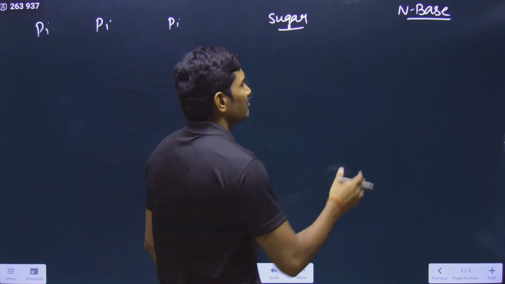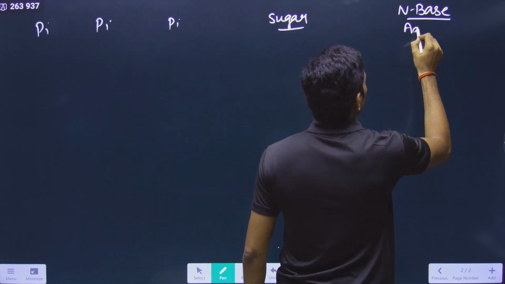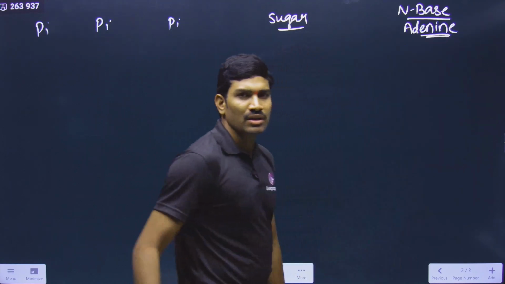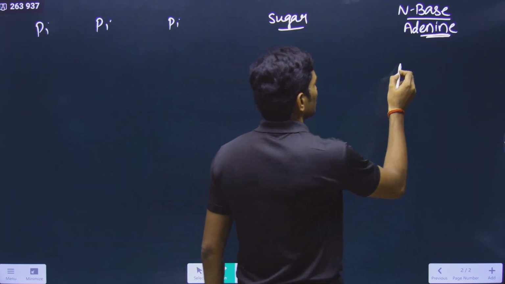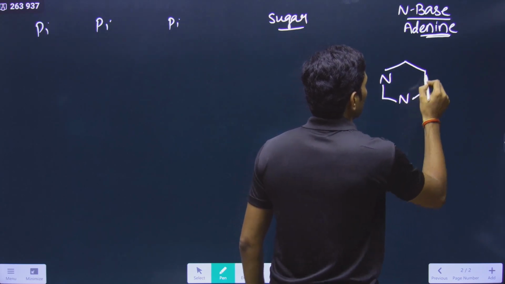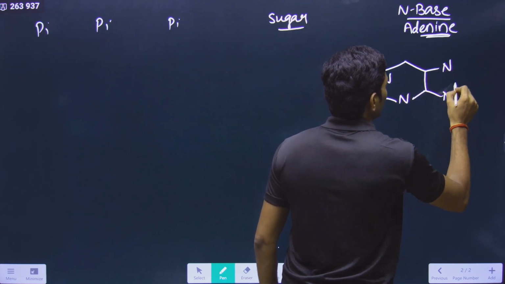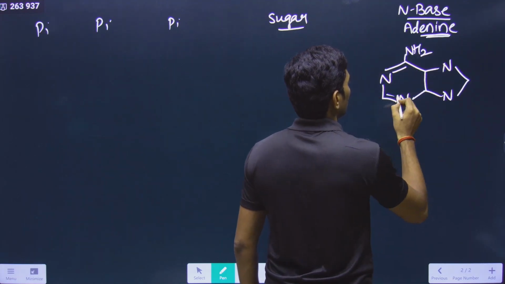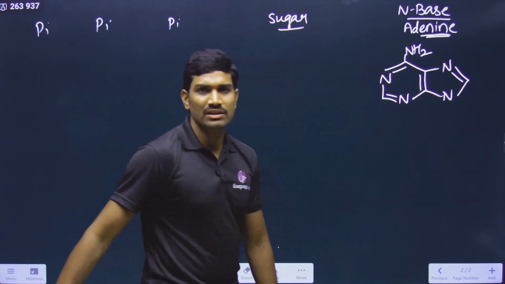Let us take a simple example. For the nitrogenous base, let us take adenine. This is one simple example for us, adenine. We already know the structure of adenine, so let me quickly draw this one, okay? In the previous lecture, we studied all these structures. So this is the structure of adenine, okay? Adenine is a 6-amino purine. So this is the structure of adenine, yes or no?